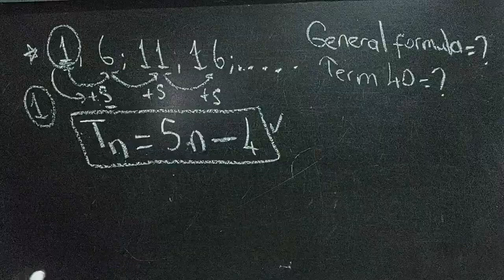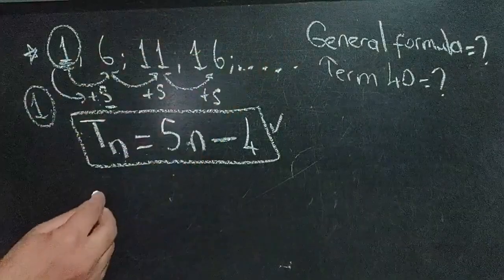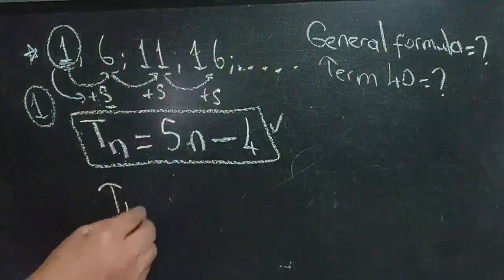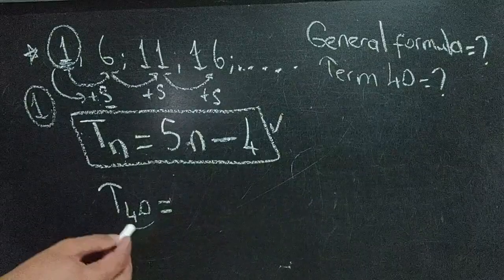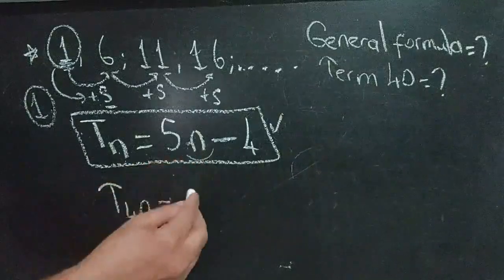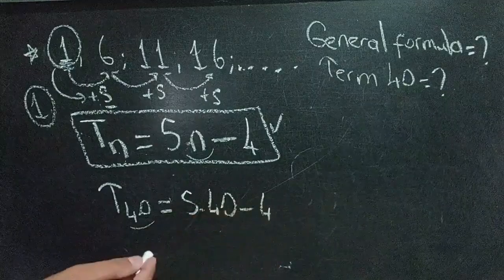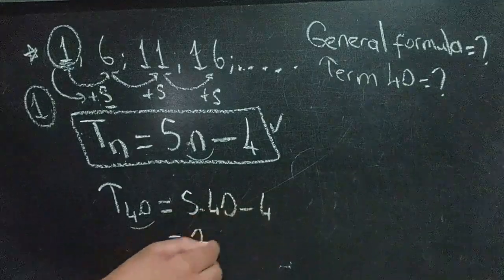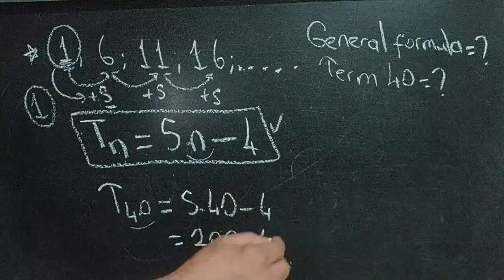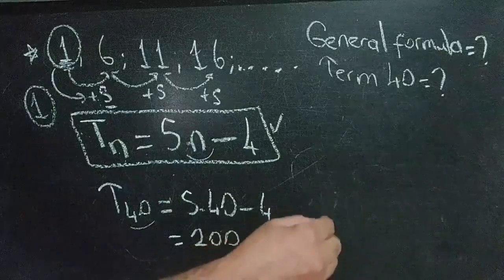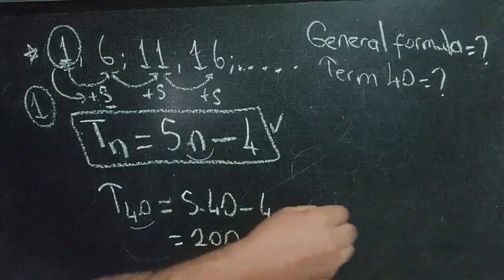That's going to be my general formula. And the question is asking me for term 40. You just write term 40 equals, and put 40 instead of n. 5 times 40 minus 4. That will give me 200 minus 4, which is going to be 196.